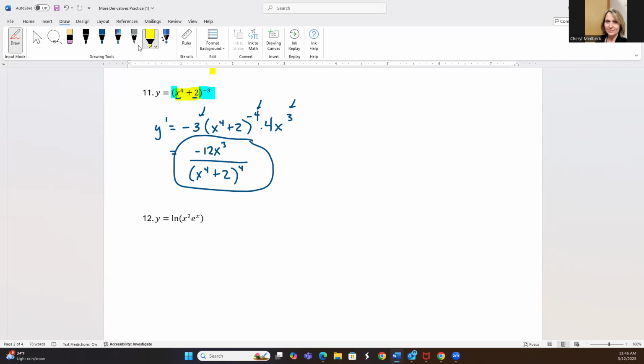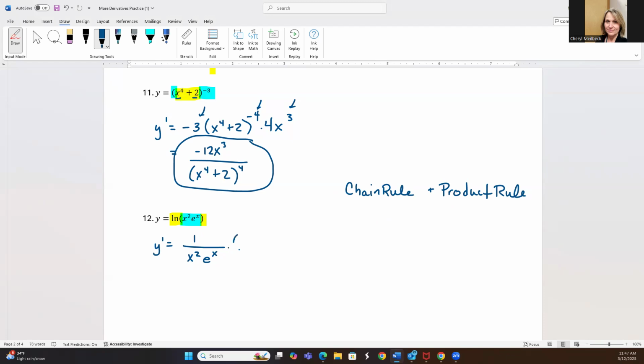Once again, in problem 12, it looks like we're rocking the chain rule again. So we have our outside function, which is the natural log function, and we have our inside function, which is x squared e to the x, which we will have to use the product rule on. So for this one, we have not only the chain rule, but for the inside function, we also have the product rule because we have two things being multiplied there. So we're going to start with the chain rule, where we have 1 over x squared e to the x. Now we have to take that times, that's the outside function.